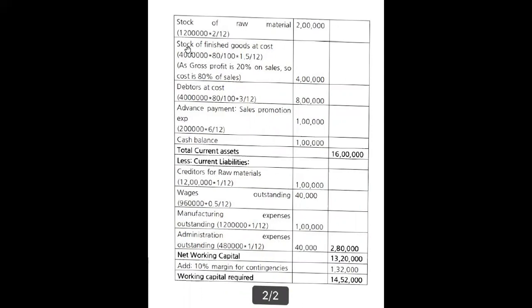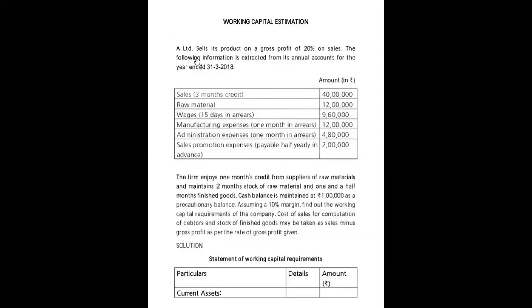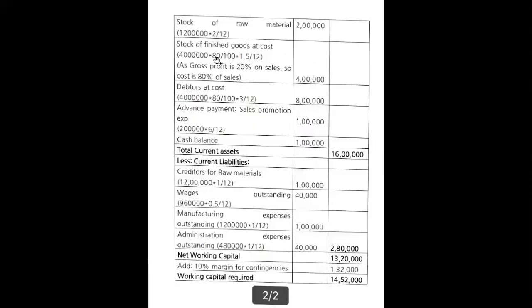We need to find out stock of finished goods at cost. So 40 lakhs is the sales price and it includes profit margin as well. And we are given in the question that gross profit is 20% of sales. So 20% is the gross profit, remaining 80% will be the cost of sales. We multiply 40 lakhs by 80% to calculate cost of sales.